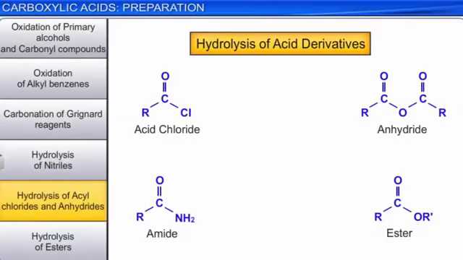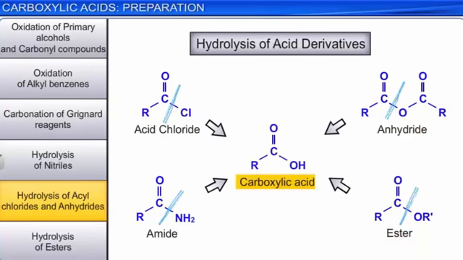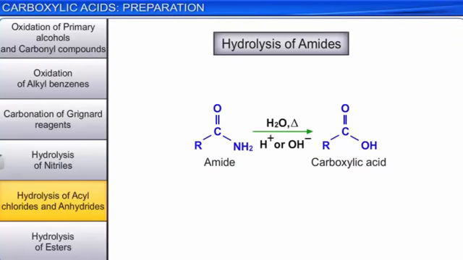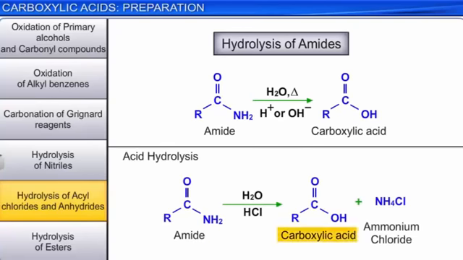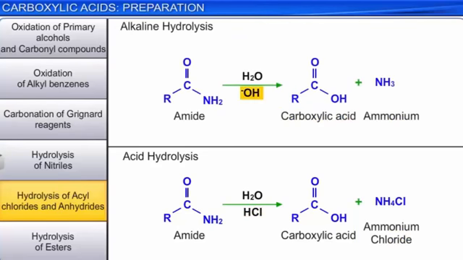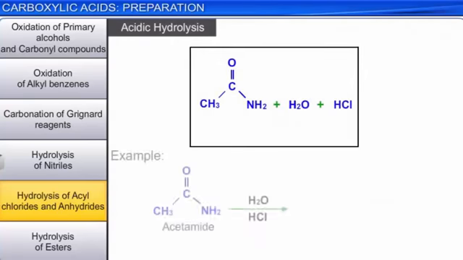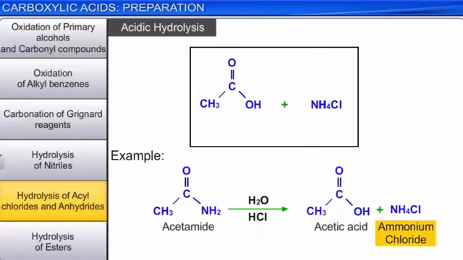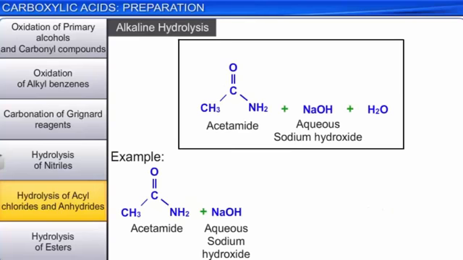The hydrolysis of acid derivatives such as amides, acid chlorides, anhydrides, and esters yields carboxylic acids. Amides undergo hydrolysis on being boiled with a dilute acid or alkali. The hydrolysis yields carboxylic acid and an ammonium salt with an acid, and carboxylic acid and ammonia with an alkali. For example, acetamide, on being boiled with dilute HCl, undergoes hydrolysis to give acetic acid and ammonium chloride. On the other hand, when it is boiled with aqueous sodium hydroxide, it gives sodium acetate and ammonia.